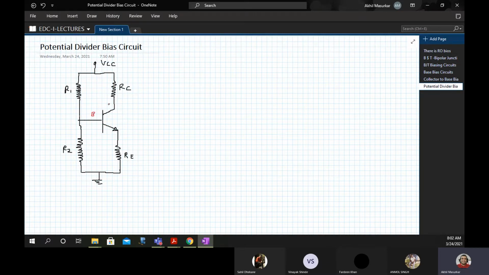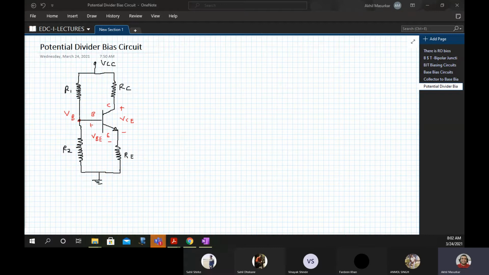So this is base, collector and emitter. Here you have plus minus VCE. Here you have plus minus VBE. And here we have VB. So just start drawing this circuit.